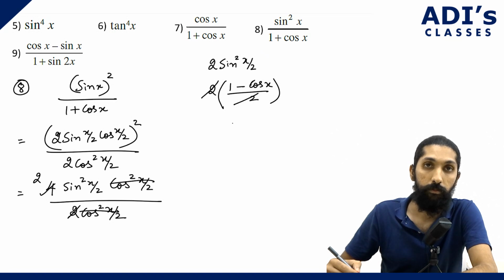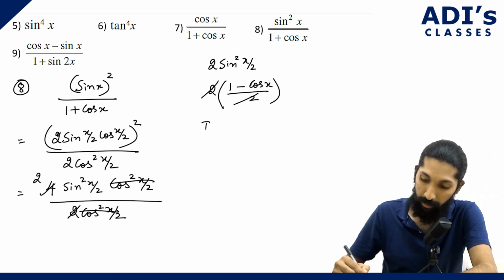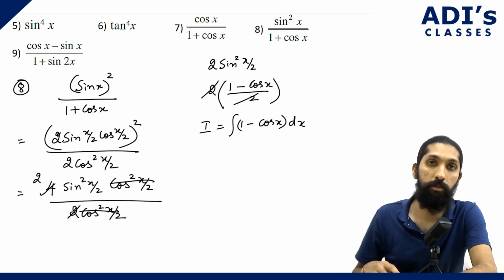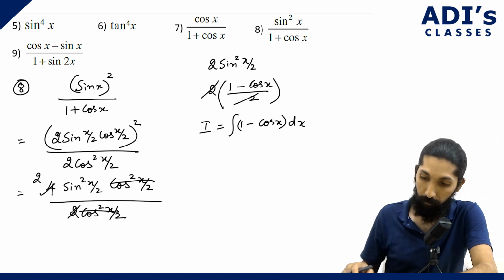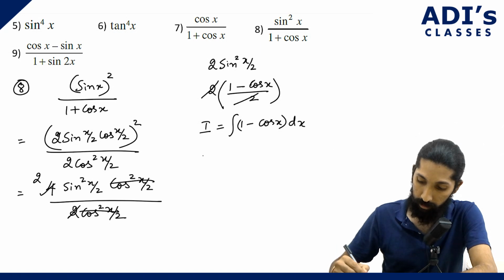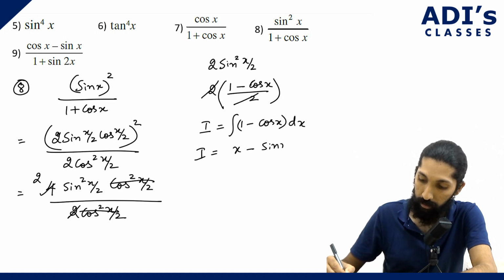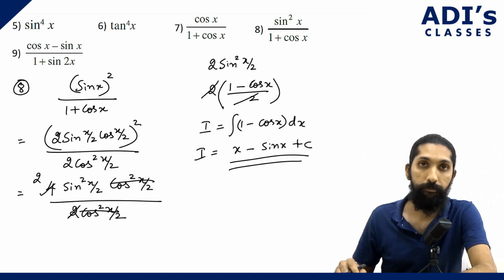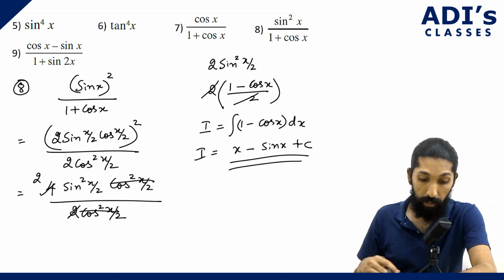So, finally, what do we get? I is equal to integral of 1 minus cos x. That's all. See, the problem reduced to just 1 minus cos x. So, now I is equal to integral of dx is x minus sin x plus c. That's all. The answer is this, x minus sin x. Yeah. Now, let's do the last one, the 9th one. We'll do this one.